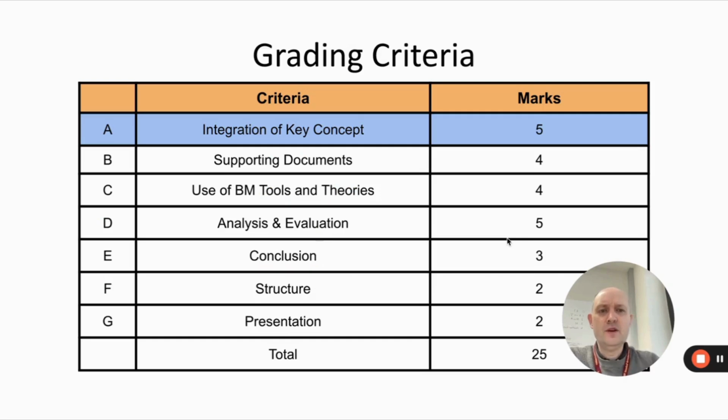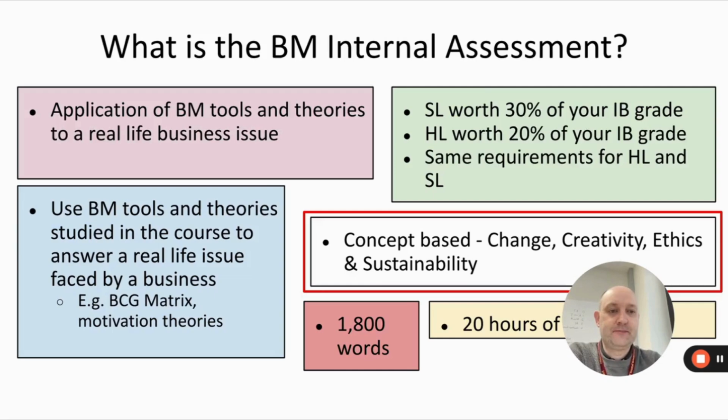So let's move on. Looking at the rubric, you can see that integration of key concept is worth 5 marks out of the 25. So other than analysis and evaluation, it's the most important part of the IA. It's literally worth 20% of your IA grade. So it's really, really key, and hence I'm choosing to make a whole video on it.